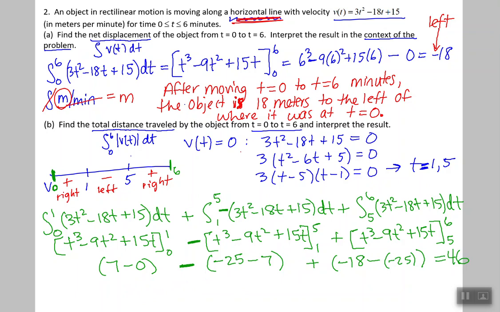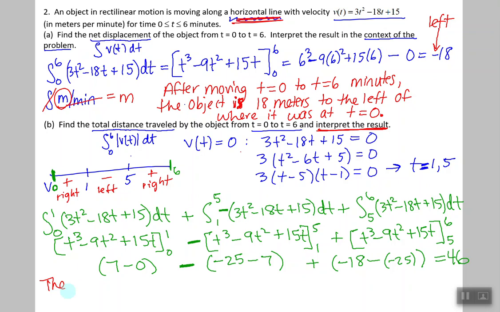Now, we are able to interpret this result as well. Instead of in the previous one, where we knew the net displacement was the change in position, where the object ended up 18 meters to the left, this time it's a total distance traveled. So this object traveled a total of 46 meters on that time interval.